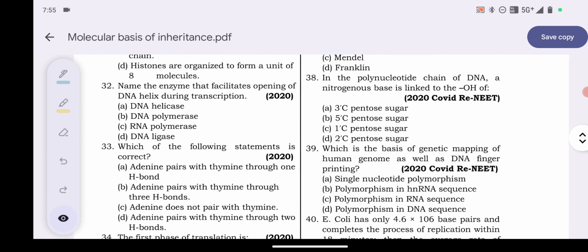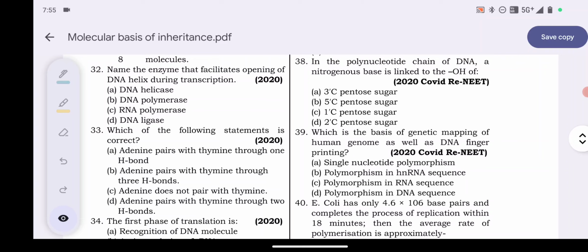Next question number 30. Name the enzyme that facilitates opening of DNA helix during transcription. एंजाइम का नाम क्या है? डीएनए हेलिकेज, डीएनए पॉलीमरेज, आरएनए पॉलीमरेज, डीएनए लाइगेज. ट्रांसक्रिप्शन में डीएनए हेलिक्स को ओपन करने के लिए कौन सा एंजाइम यूज होता है? Now here your answer will be option C, RNA polymerase. Okay, RNA polymerase आपका आंसर होगा. During transcription, RNA polymerase facilitates the opening of the DNA helix and continuous elongation.